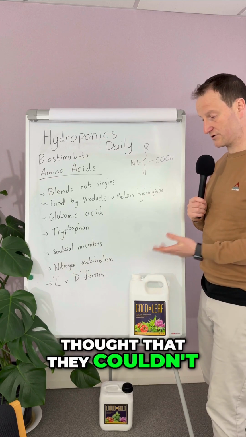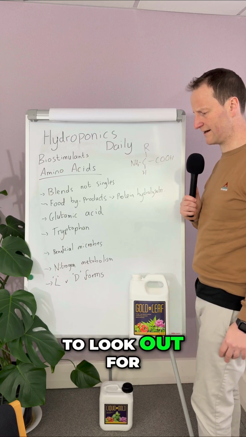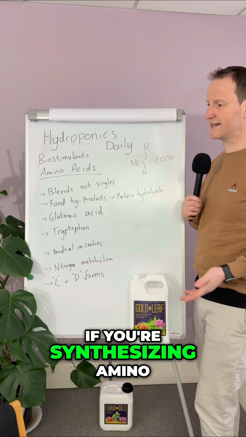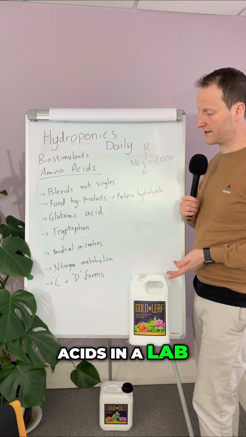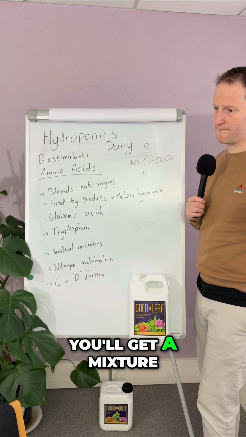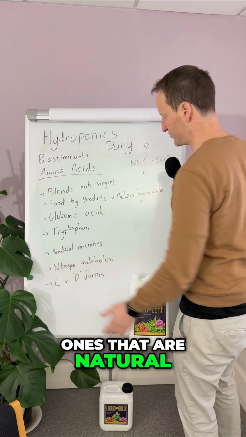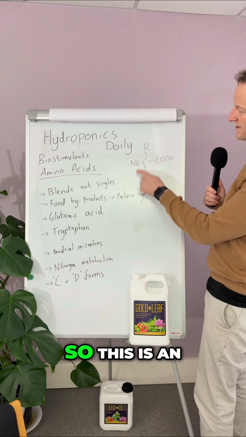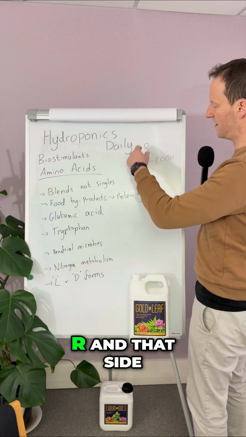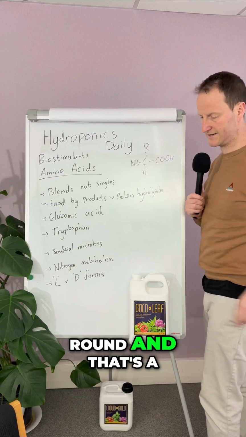It used to be thought that they couldn't use them directly and they had to be broken down, but that's not true. And then the other thing to look out for is L versus D amino acids. If you're synthesizing amino acids in a lab, in a factory with a synthetic process, you'll get a mixture of L and D amino acids, and it's only the L ones that are natural. So this is an L amino acid. If it's what's called a stereoisomer, that R, whatever the side group is, switches round, and that's a D amino acid.